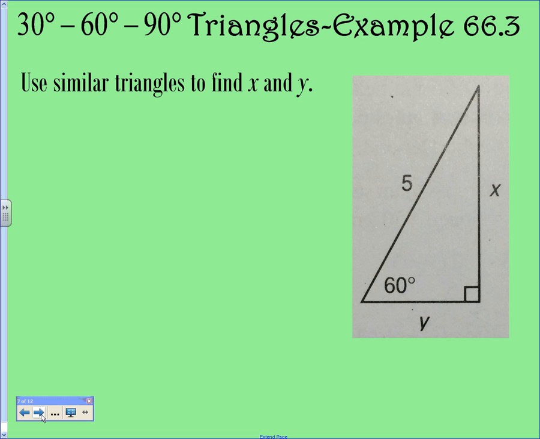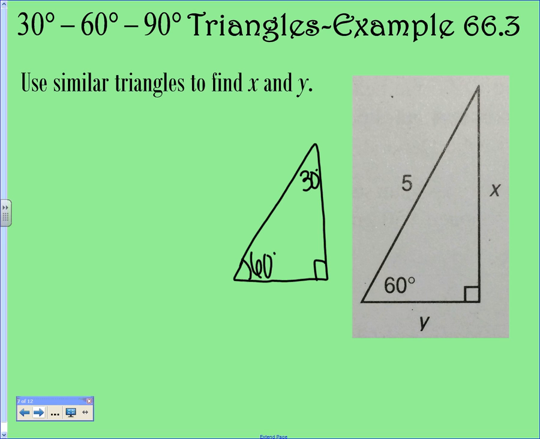Yeah, you can fill in the 30. So how are we going to do this one? Using a proportion. But I only have one triangle. Okay? We're going to make up our triangle. You always have to remember it. So my 60 is down here, and my 30 is up here.